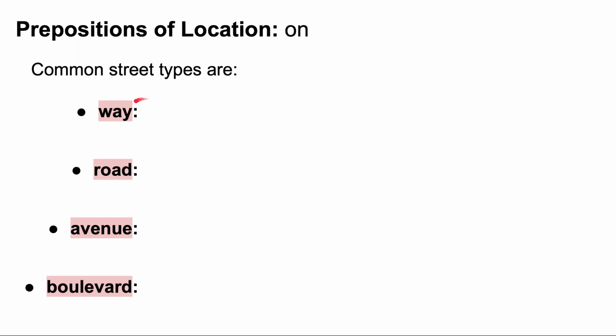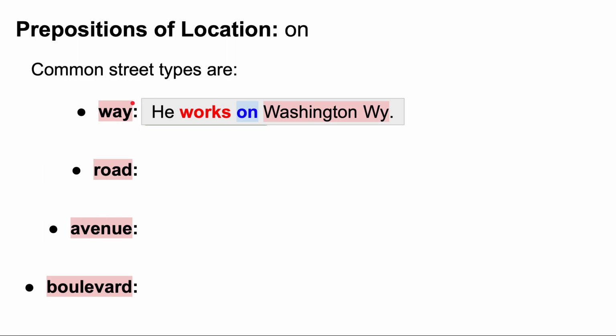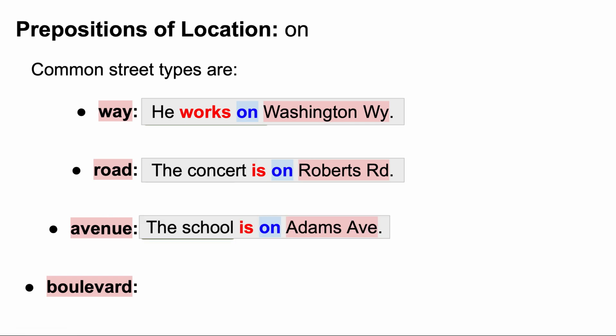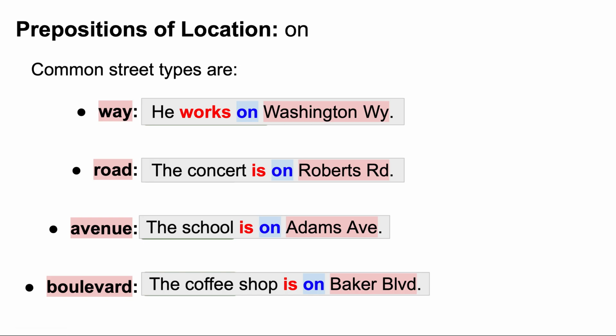Common street types are way, such as Washington Way. For example, he works on Washington Way. Road, for example, Roberts Road. The concert is on Roberts Road. Avenue, for example, Adams Avenue. The school is on Adams Avenue. And Boulevard, Baker Boulevard. For example, the coffee shop is on Baker Boulevard.